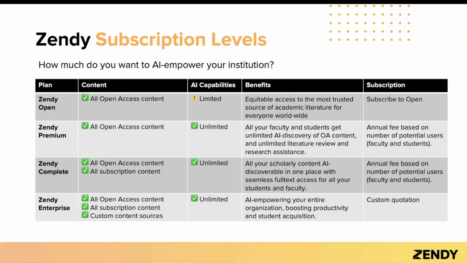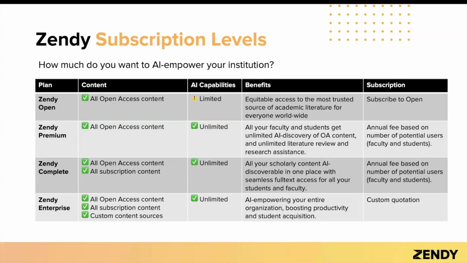And you can choose to join Zendy at different levels. Basically, the question is how much you want to AI empower your institution. The most basic level is Zendy Open that you can adhere to through the subscribe to open model. This means that you support Zendy to stay open and free for everyone worldwide and provide a more equitable access to knowledge and AI research assistance. If you want to provide all your faculty and students with unlimited AI capabilities to explore academic literature, but limited to open access content, then Zendy Premium is for you.